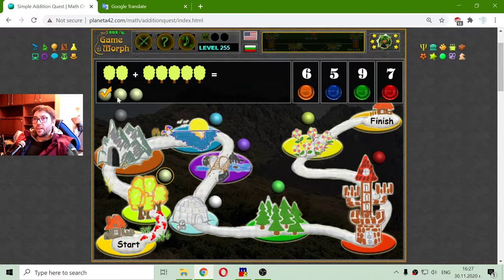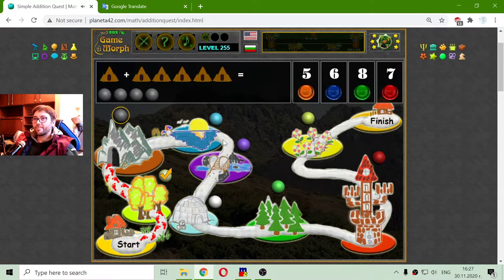Every location has a few equations that I have to solve, and the second one in this forest is 2 trees plus 5 trees. This is 7 trees. Now I have 4 trees plus 4 trees. This is 8 trees. Okay, I'm moving to the passage in the hill.